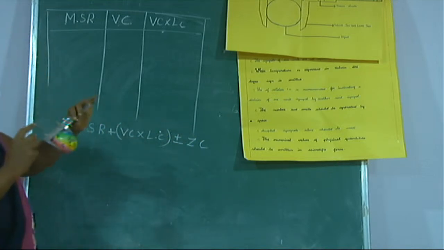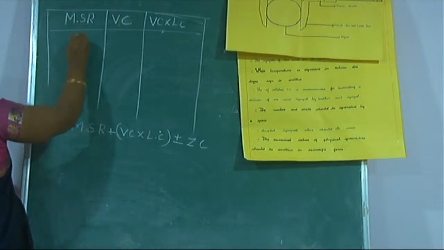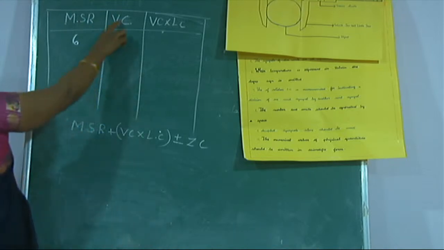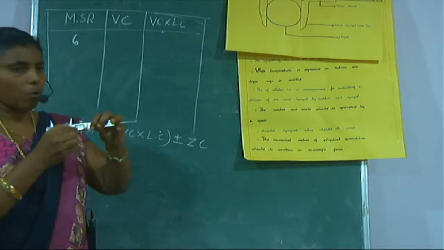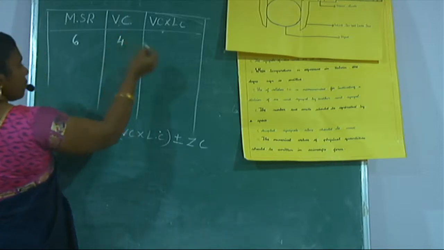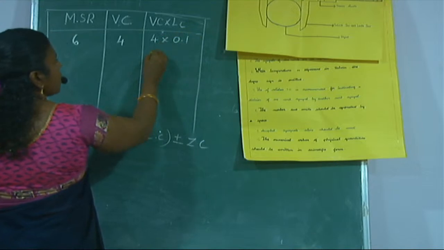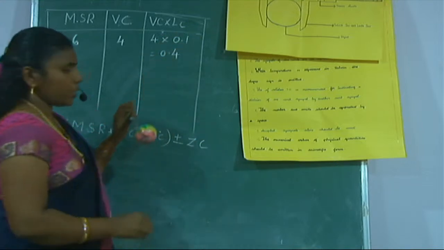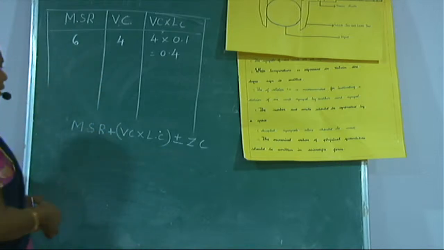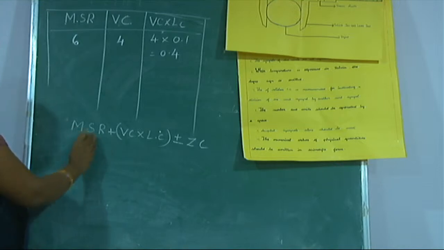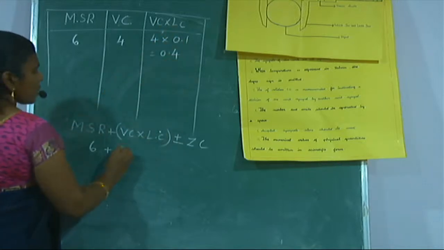First, we can write the reading in centimeter or millimeter. So here the MSR reading is 6. Then the vernier coincidence: suppose the 4th division coincides here, so we can write 4. Next, 4 into the least count. What's the least count in millimeter? 0.1. So we get 0.4 millimeter. Then we have to substitute these readings in the formula. Instead of MSR, the value is 6, plus VC into LC, which we have already found as 0.4.